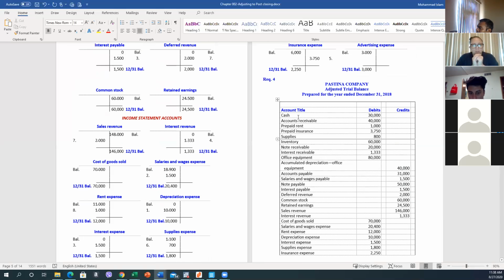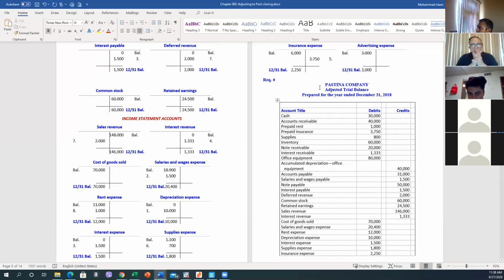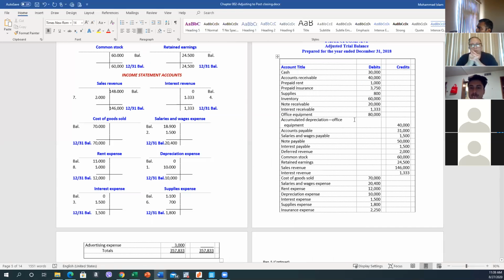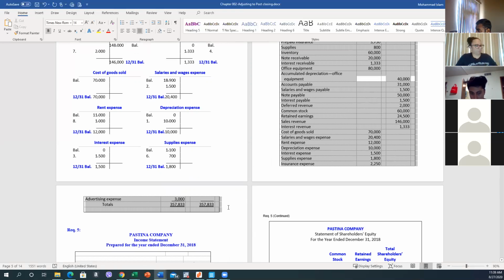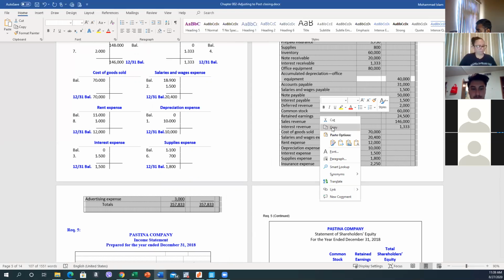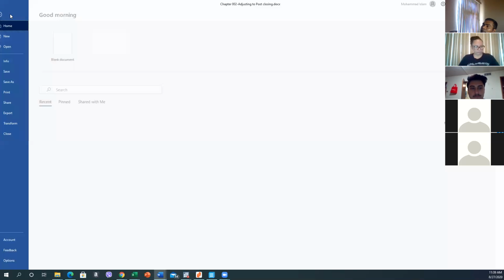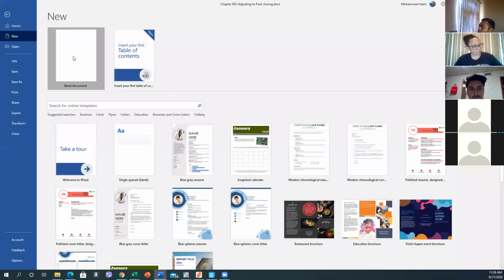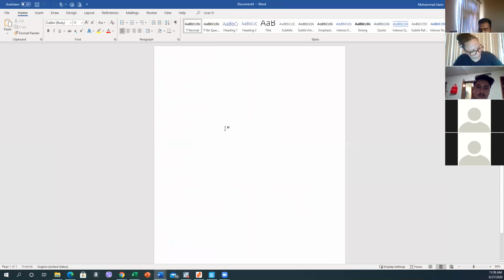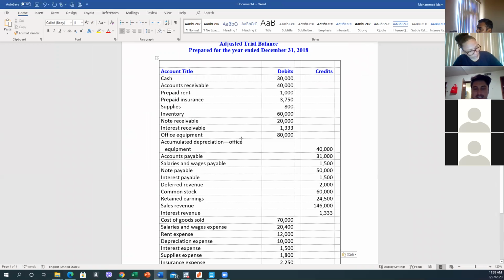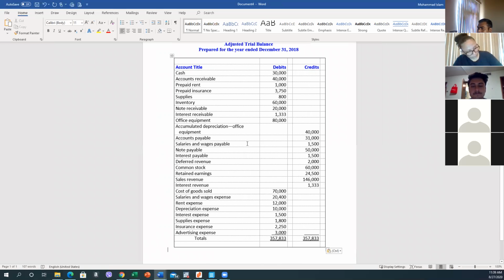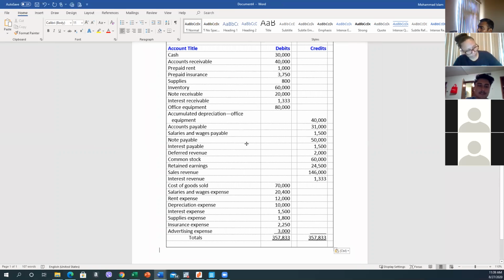Hello guys, are you with me? This is the adjusted trial balance. We have, okay, let me copy this one. And let me show you in a fresh page. Then it will be really helpful for you. Okay, here is the trial balance we have. Can you see? Everyone, can you see that? Yes. Okay.